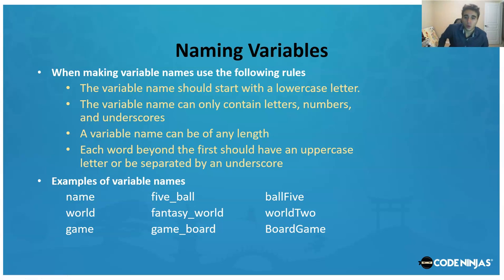Naming variables. When making variable names, use the following rules. The variable name should start with a lowercase letter. The variable name can only contain letters, numbers, and underscores. A variable name can be of any length. Each word beyond the first should have an uppercase letter or be separated by an underscore. Examples of variable names. Name: 5 underscore ball, ball 5. World: fantasy underscore world, world 2. Game: game underscore board, board game.